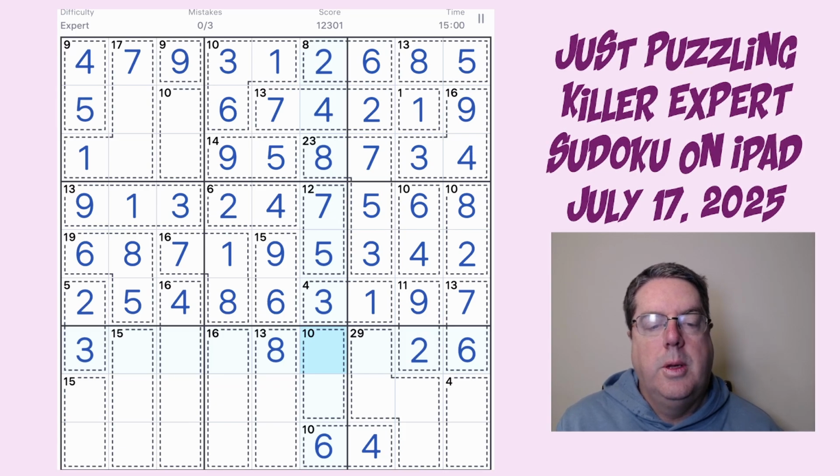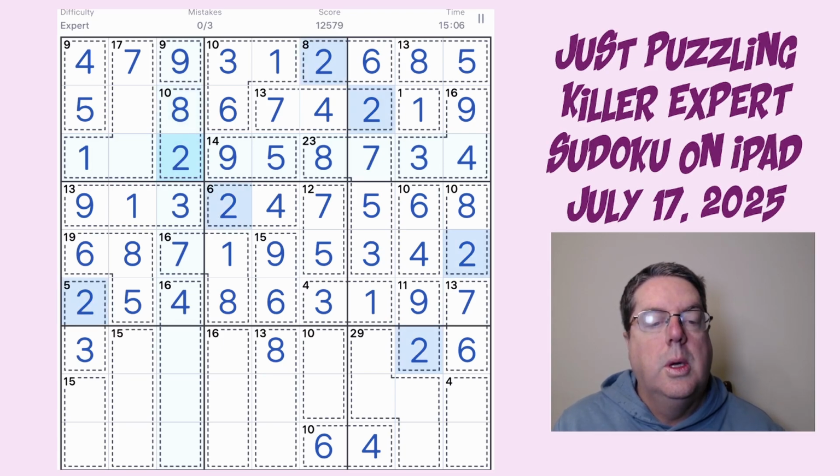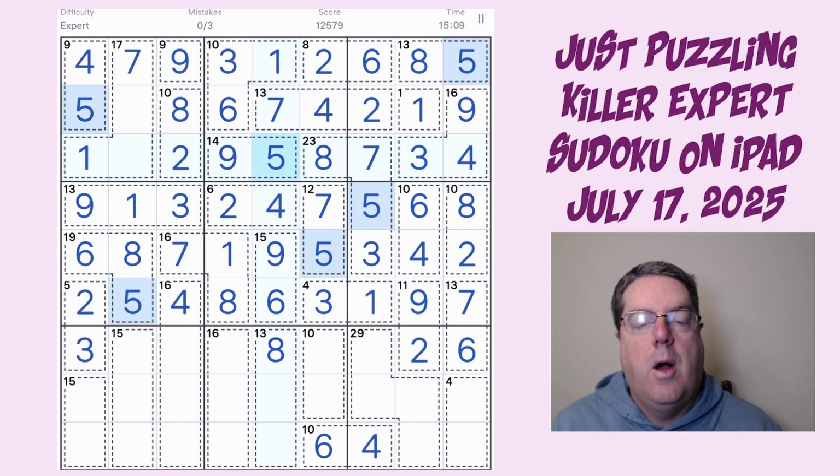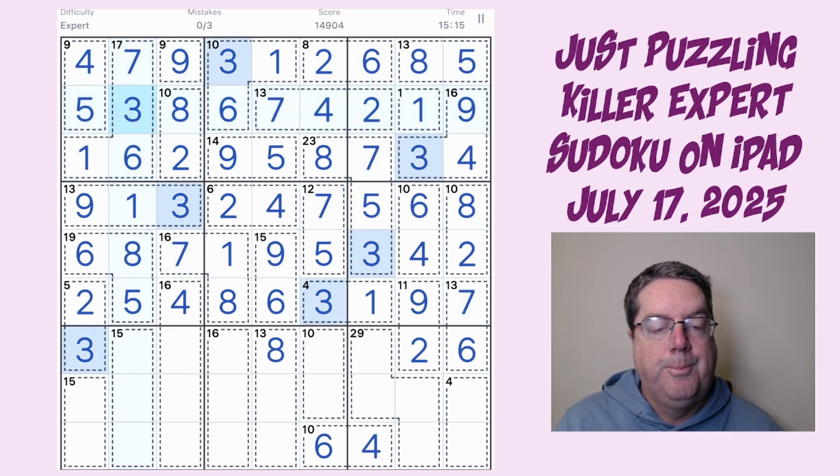I'm surprised that I don't know this one. This is 2 and 8. So 8's there. So that's an 8 there. And this is a 2. 1, 2, 3, 4, 5, 6. So that's 14, adds up to 17, so that's a 3.